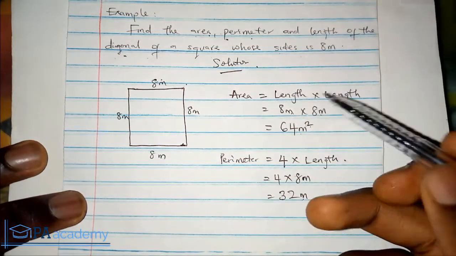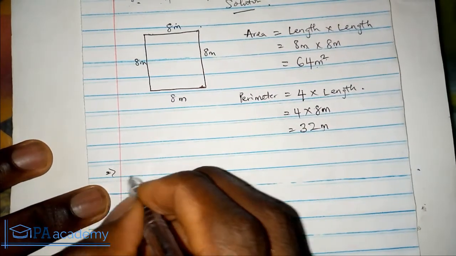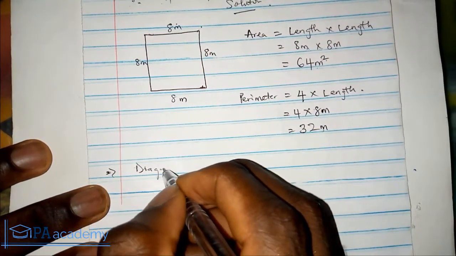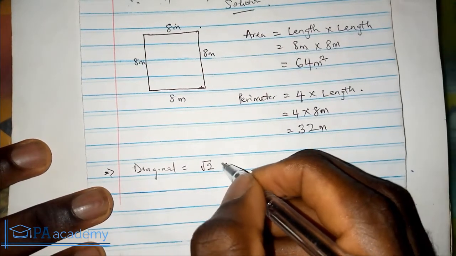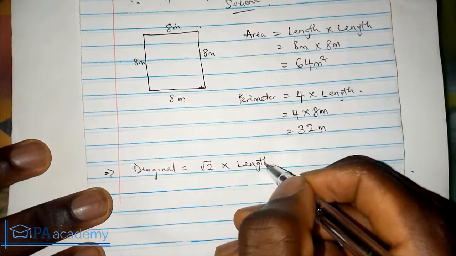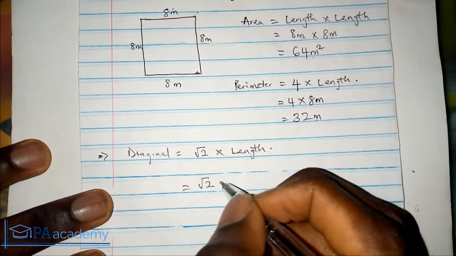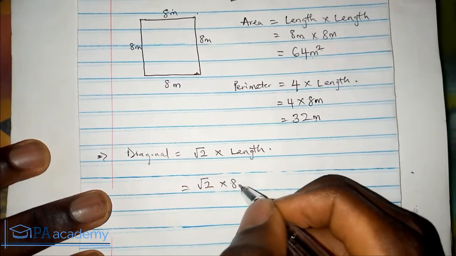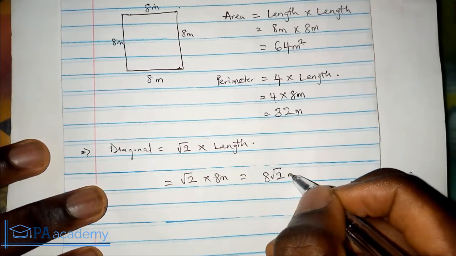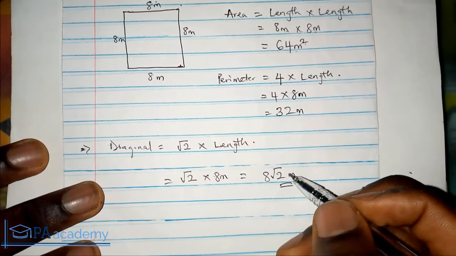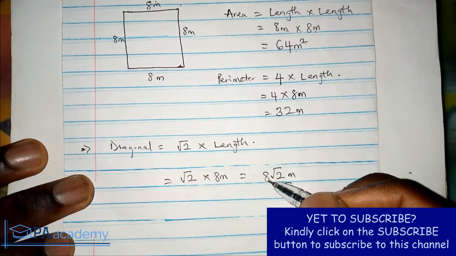So right now we've been able to get the area and the perimeter. Now let's get the diagonal. For the diagonal, it will equal root 2 times length. So that would be root 2 times 8 meter. That will give us 8 root 2 meter. You can leave your answer in this form, or you can use your calculator to look for the square root of 2 and multiply it by 8.